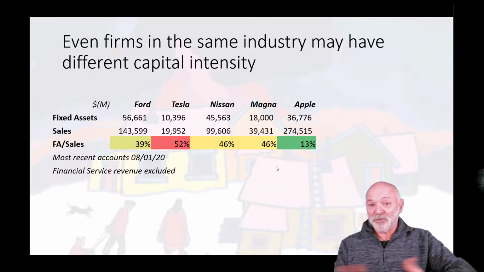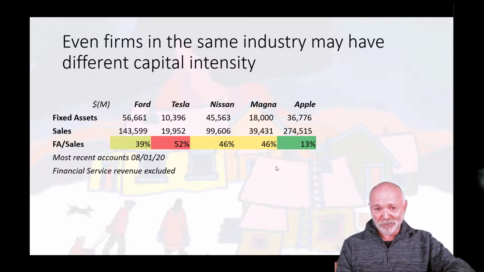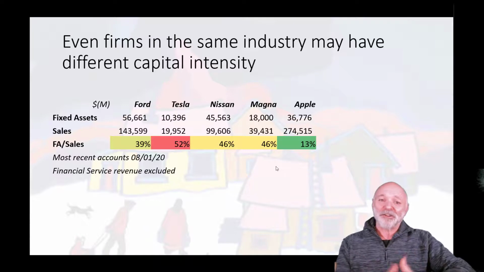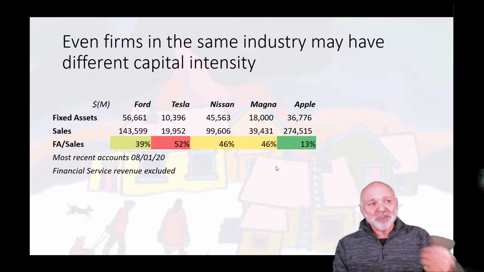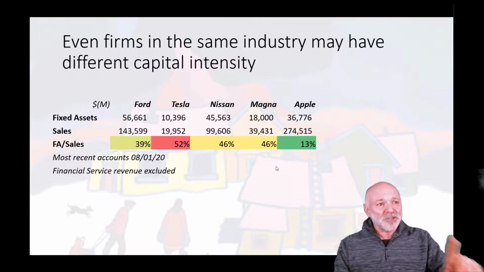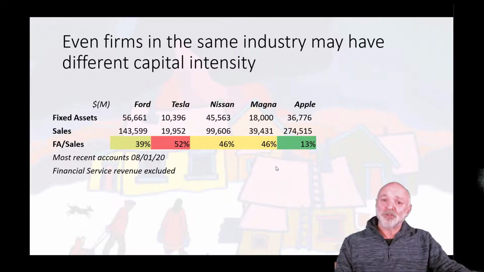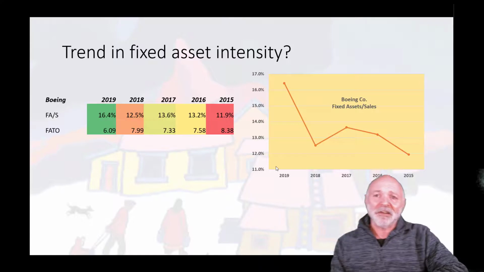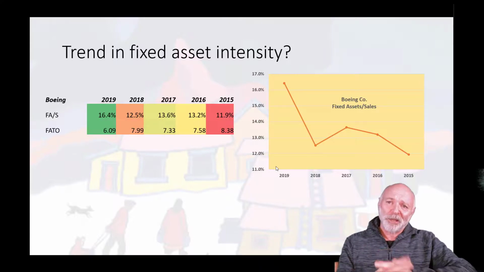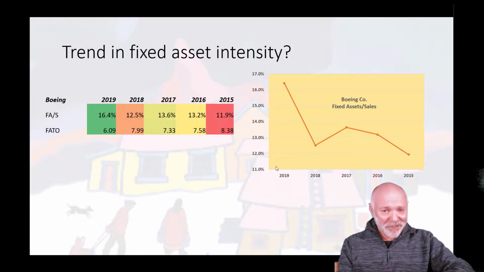Now, in fact, even when they do start producing cars, as they plan to do apparently, or at least as is rumored, a contractor like Magna will probably end up owning the fixed assets that are used to produce those Magna cars. I can also take a look not just at the comparison, but the trend. For example, here I've got Boeing, and Boeing is a very interesting example.